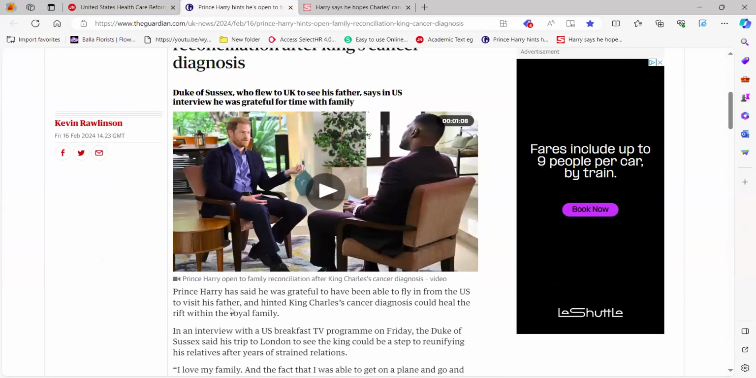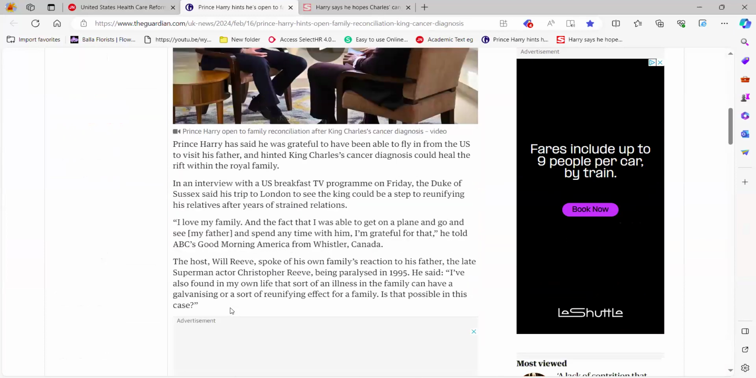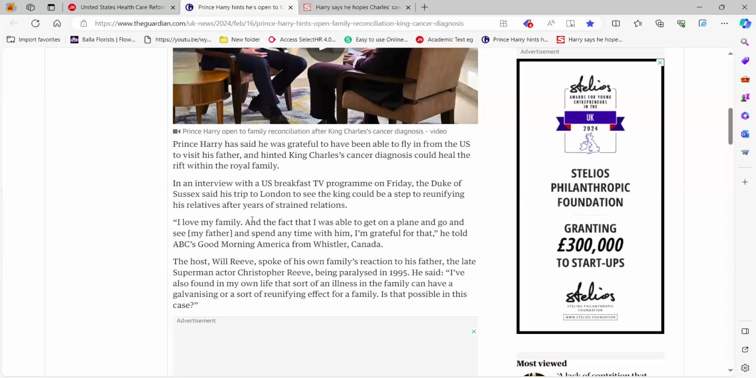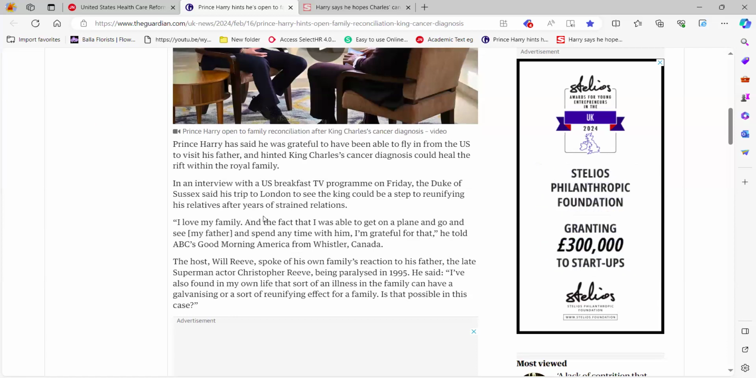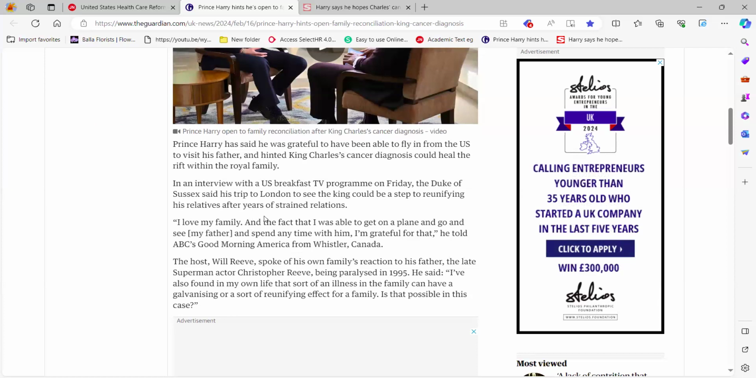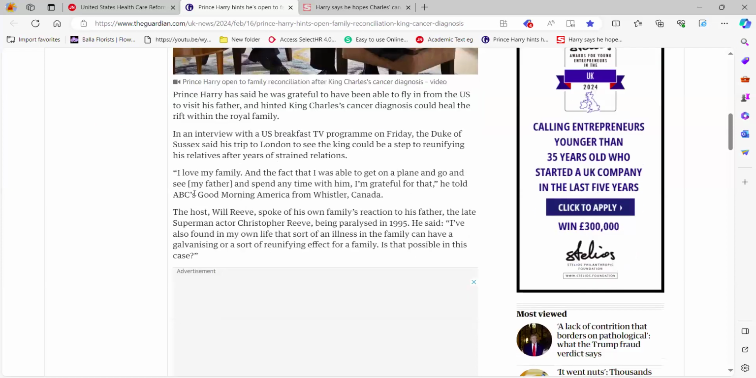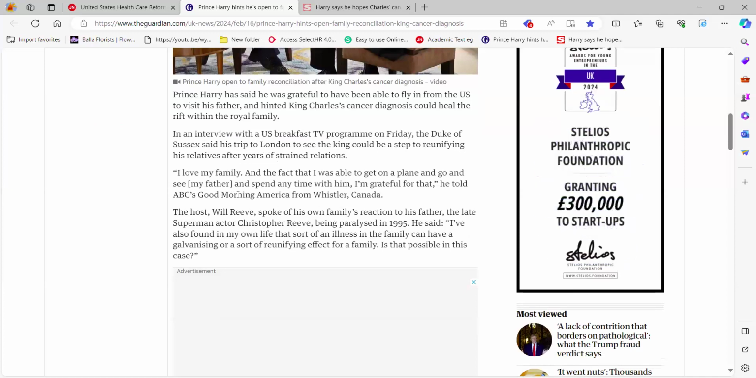So we've got the picture there of the prince being interviewed. So we can just read a little bit of it. Prince Harry has said he was grateful to have been able to fly in from the US to visit his father and hinted King Charles's cancer diagnosis could heal the rift within the royal family. In an interview with a US broadcast TV programme on Friday, the Duke of Sussex said his trip to London to see the King could be a step to reunifying his relatives after years of strained relations. And I've got a quote there: I love my family, and the fact I was able to get on a plane and go and see my father and spend time with him, I'm grateful for that.